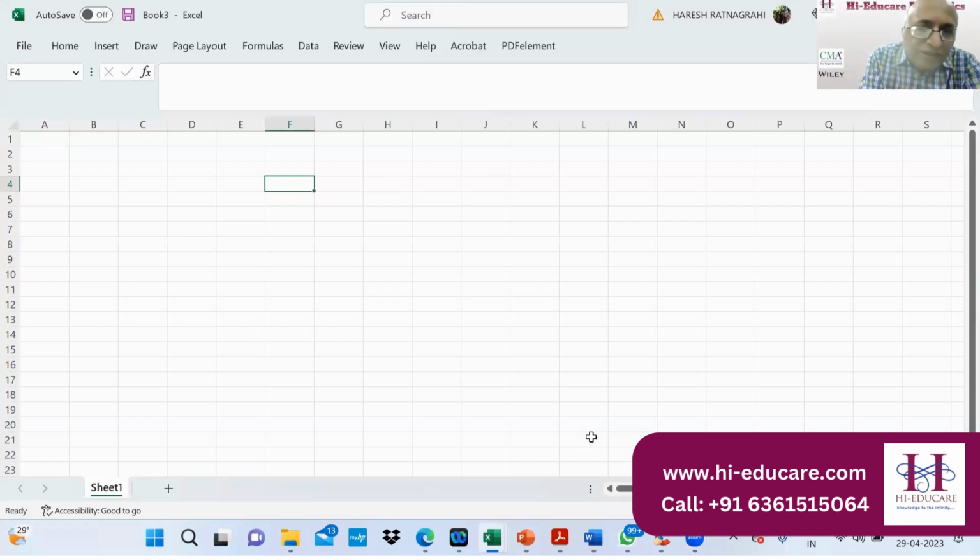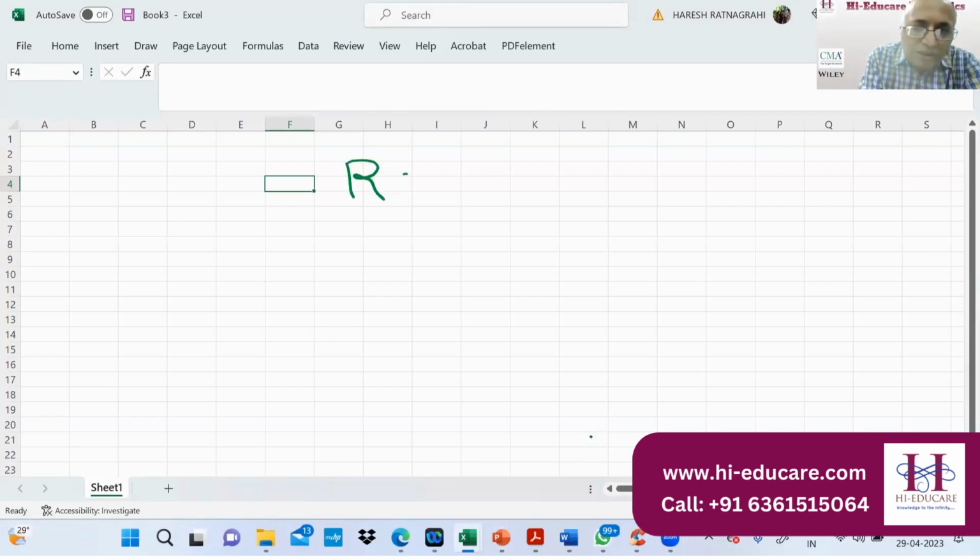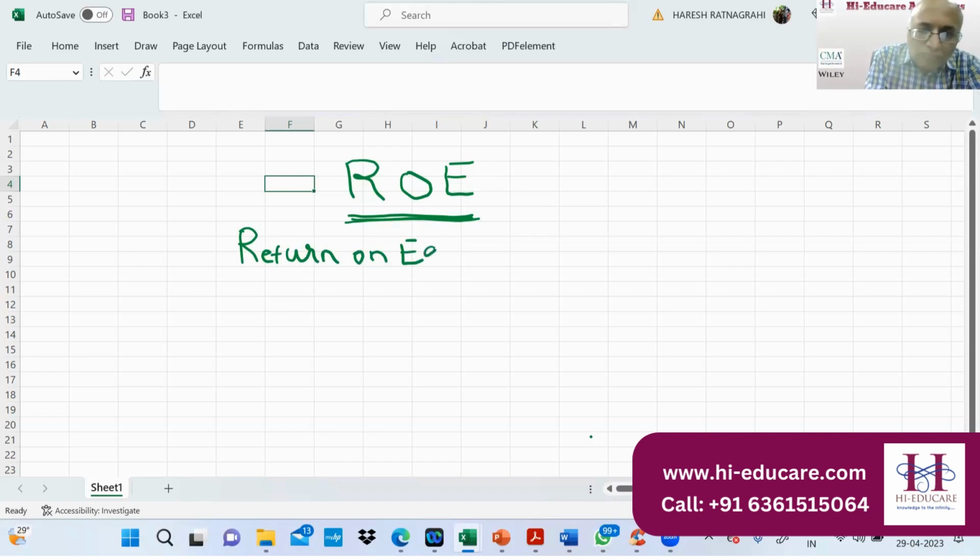First ratio we say is return on equity, ROE. Return on equity, right? Obviously, for any businessman, for example, if I tell you that let us invest in the business, obviously you will say that how much return I should get. That's very important, right? My return is very important. Similarly, from the shareholders' point of view also, your return on equity.